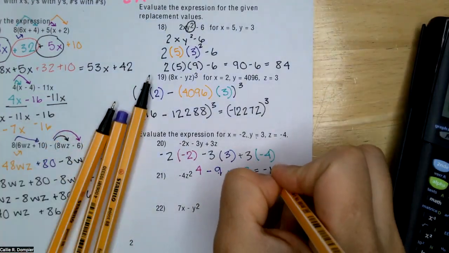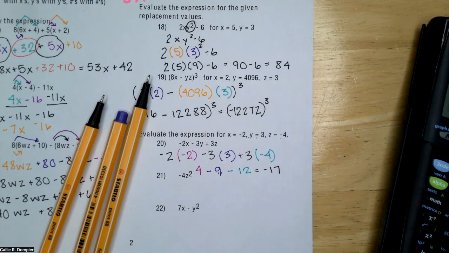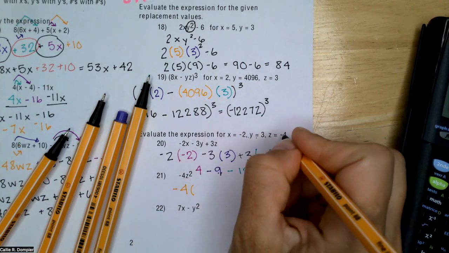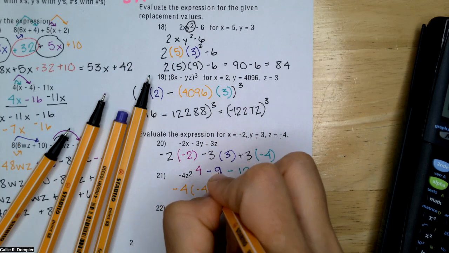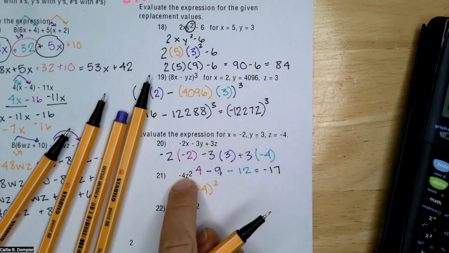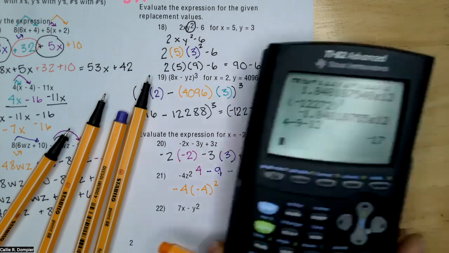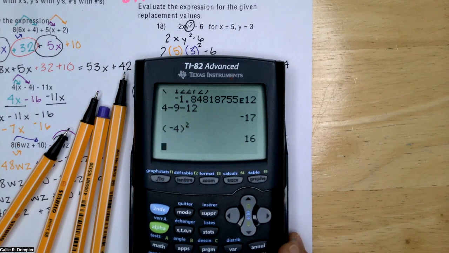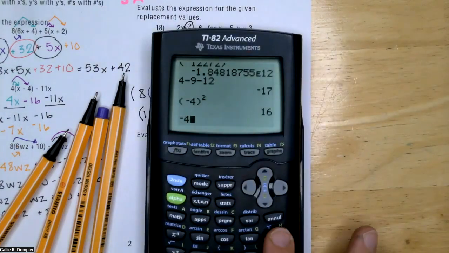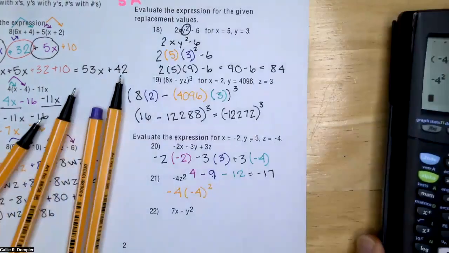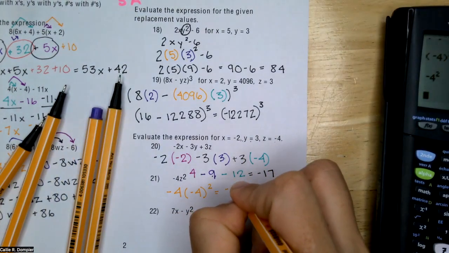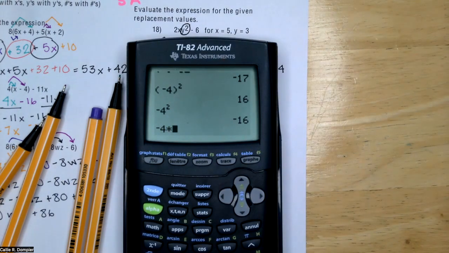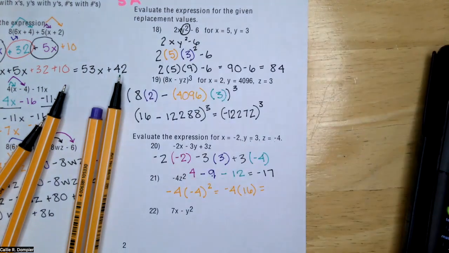Good. All right, here we have negative 4z squared, negative 4. Z we decided was negative 4 squared. So this is why it's important to do parentheses, because we're replacing z with a negative 4, so it's negative 4 squared. Positive 16. If we hadn't done it, we would have got a negative 16, okay? Negative 4 times 16, which is negative 64.